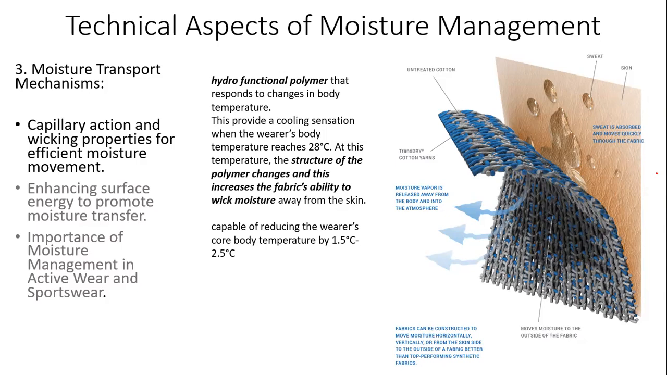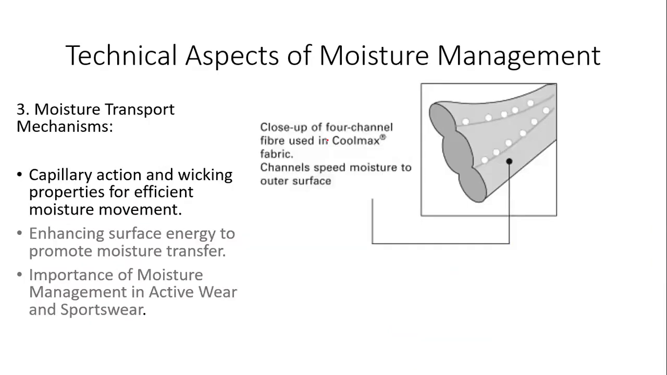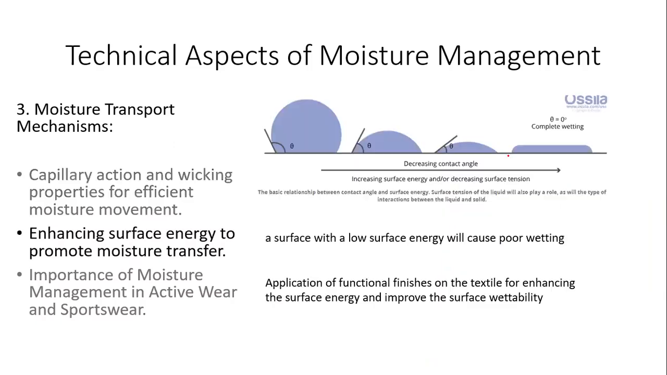Okay. So this is a technology where they have looked at capillary action and wicking improvement, although we never think hydrofunctional polymers can be utilized for such an application. And also, this is a close-up look of a 4-channel CoolMax fabric. We talk about trilobal fibers. Why? Because it creates these channels. These channels act as capillary channels, and they basically speed the moisture to the outer surface. It has more moisture wicking property, so effective moisture management of the fabric can be achieved.